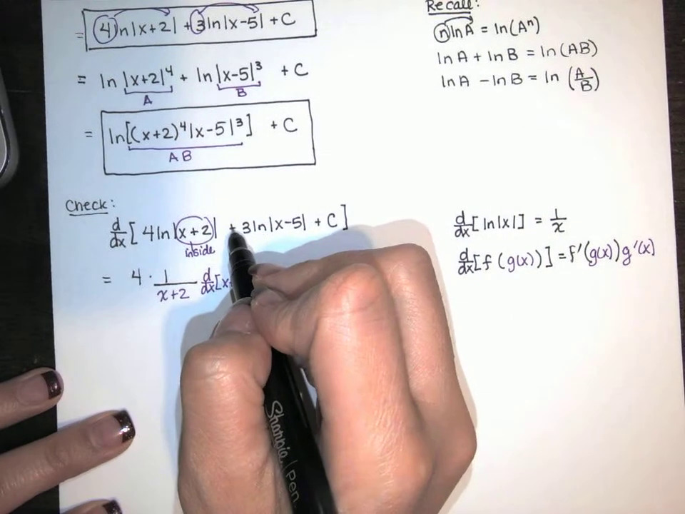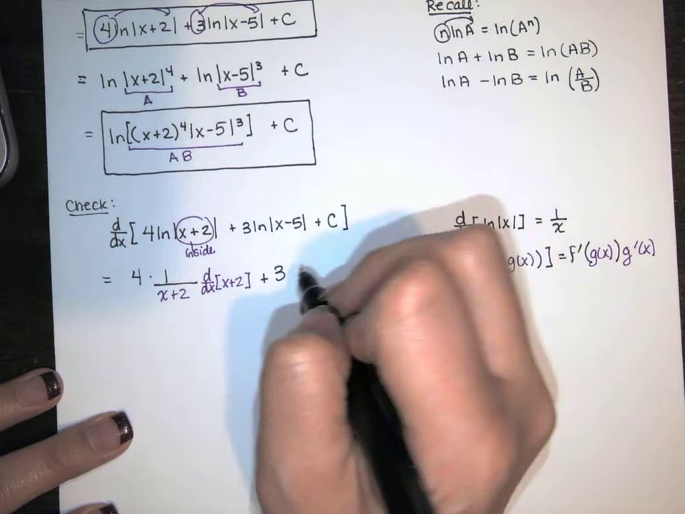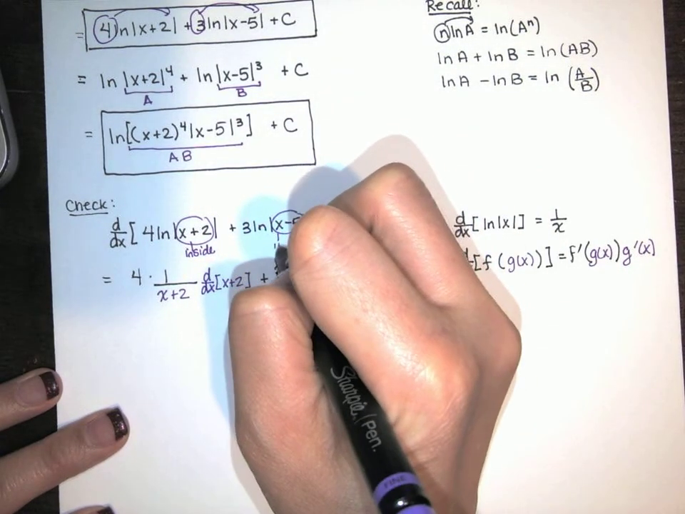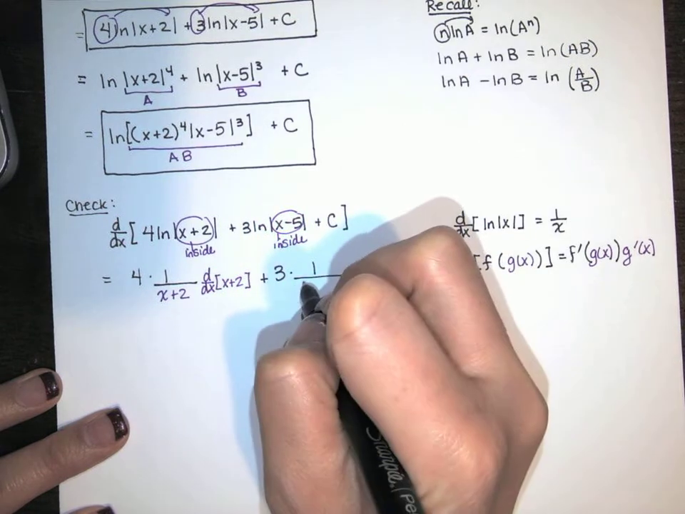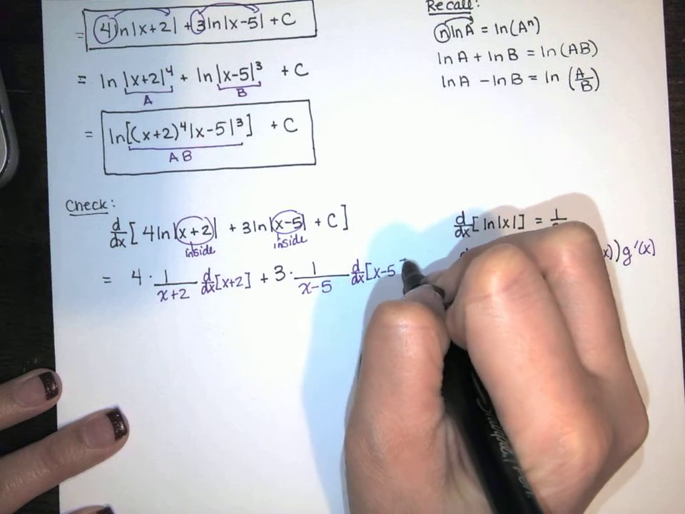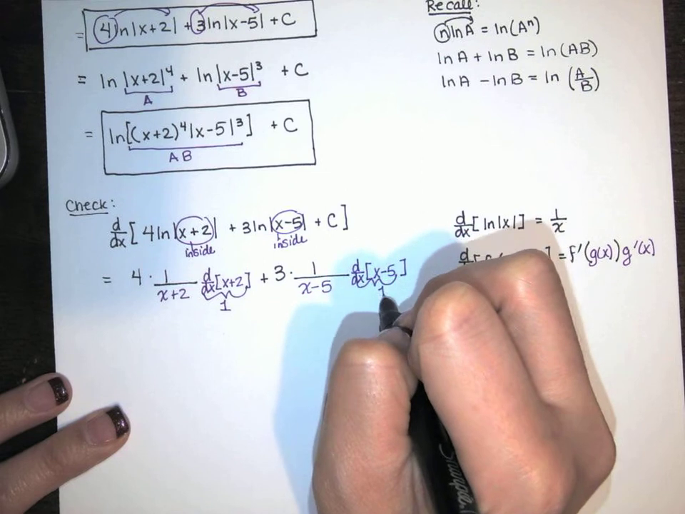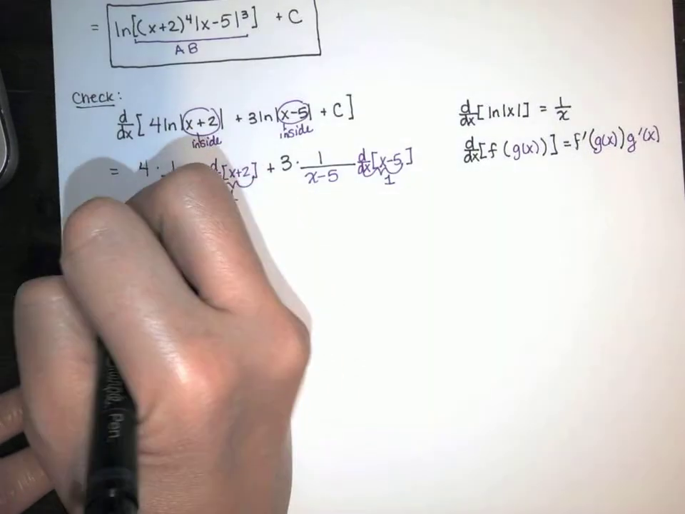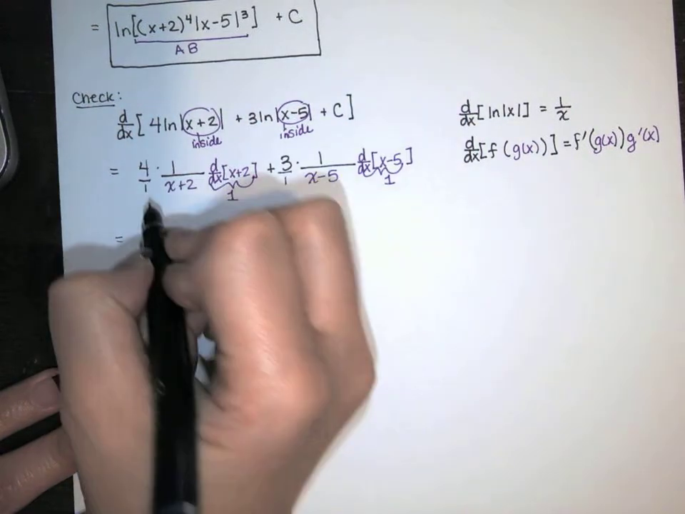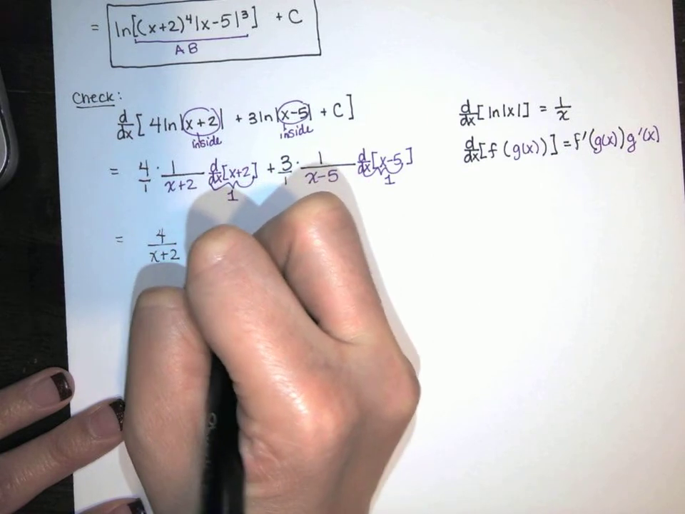And then here I'm adding 3 times a different log, so I'm going to have 3 plus the derivative of log of x minus 5. It's 1 over the inside function, so that's x minus 5, times the derivative of the inside. The derivative of x plus 2 is 1, and the derivative of x minus 5 is also 1. So we end up with this: 4, if you want, you can write that as a fraction, and that as a fraction. This is 4 over x plus 2 plus 3 over x minus 5.